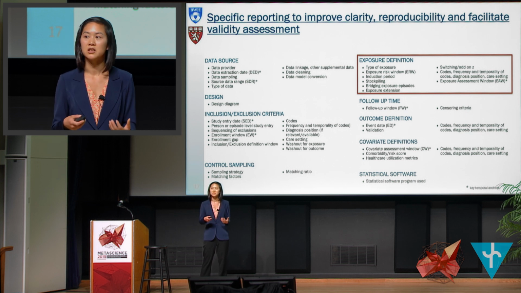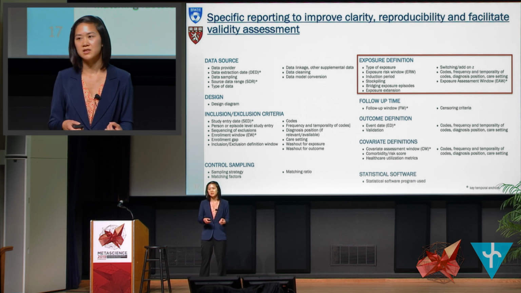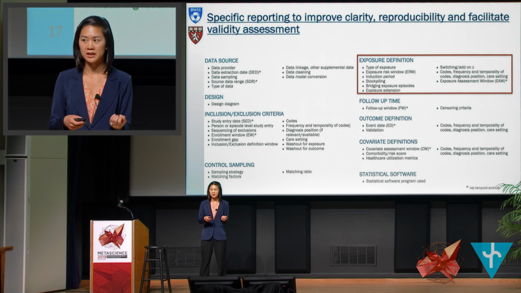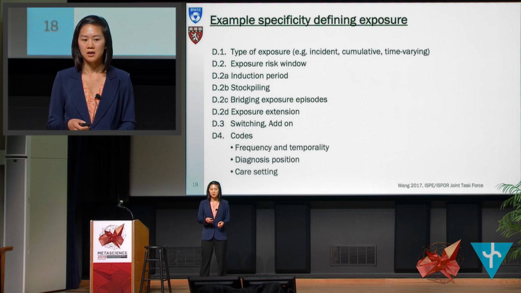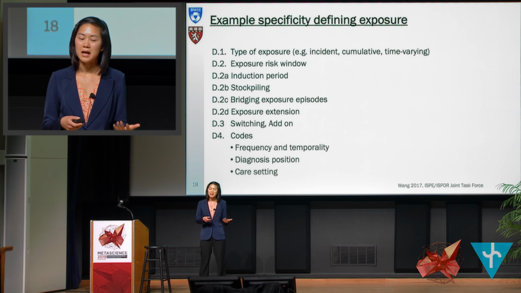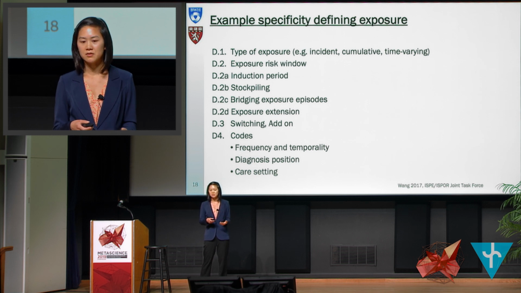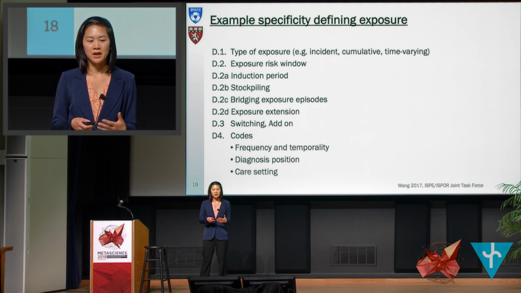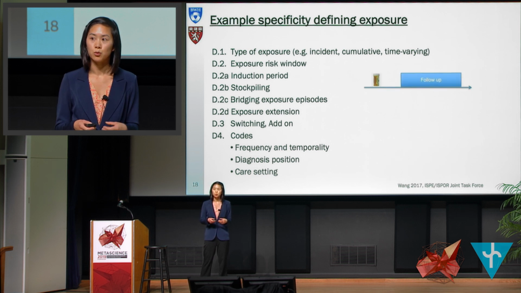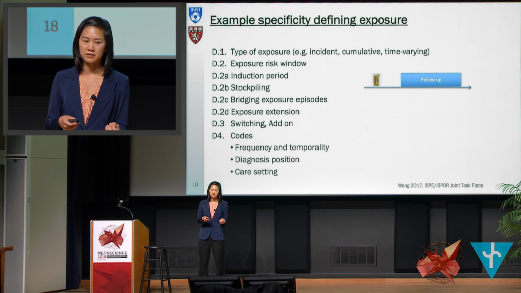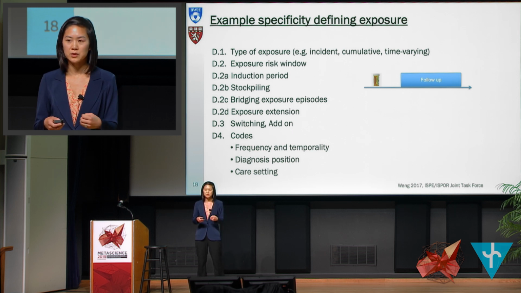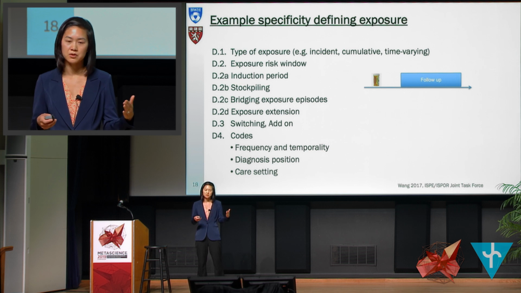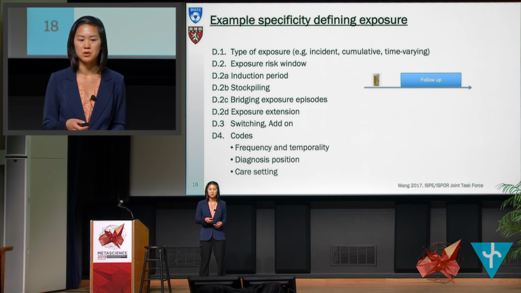Just to walk in a little bit more depth about one section here, when we talk about defining exposure definition, having clear operational definition of that, we don't just say we're studying ACEs versus ARBs. We really need to get into a little bit more detail about that. So you might want to talk about the type of exposure. Is it incident, cumulative, or time varying? Items such as whether or not we want to consider including an induction window for exposure effect if we believe that there's biologically no reason to expect an effect for, say, 6 months or a year, then maybe you want to build that into your exposure risk window.